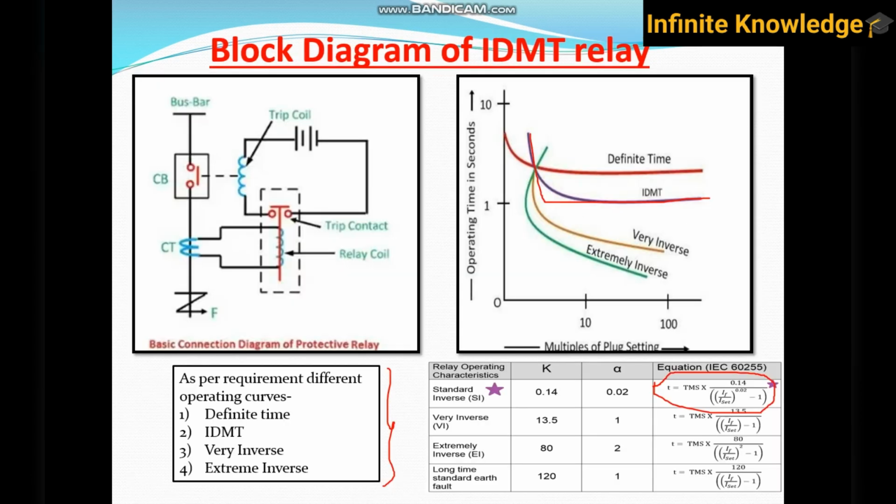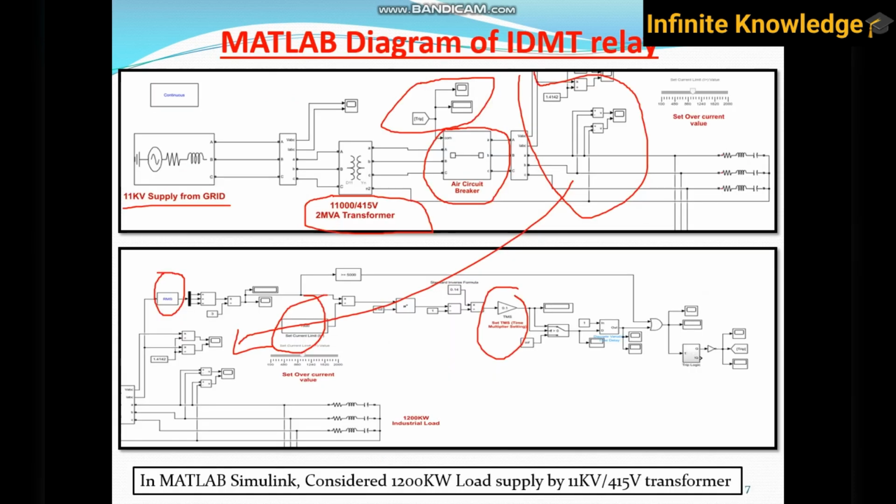As you are already aware, we need to set the TMS. So we need to set the ampere also. Which ampere? It is the set ampere, the set overcurrent value. So above that ampere we need to protect our circuit.